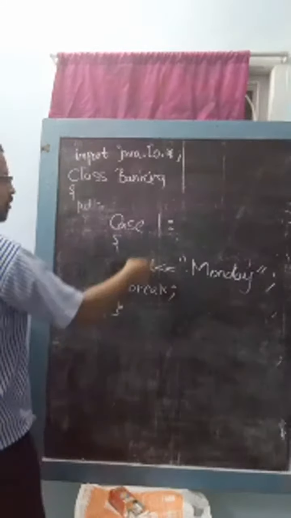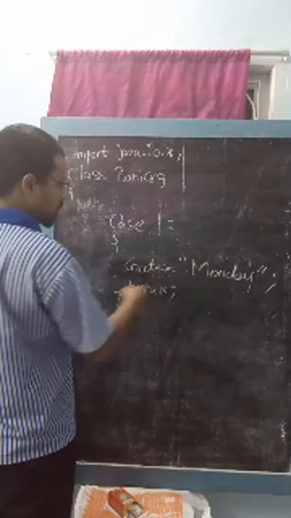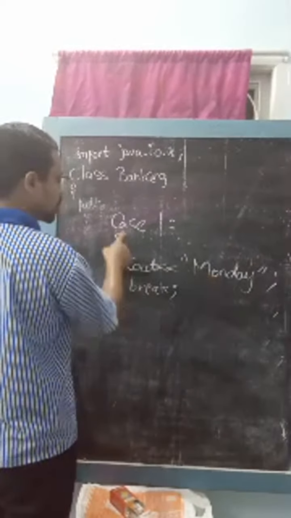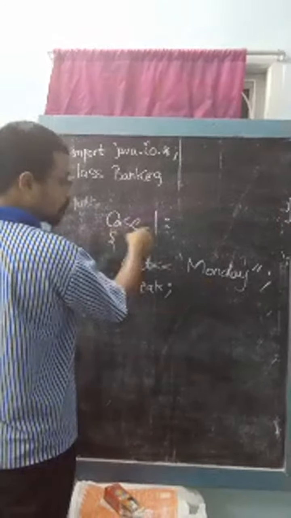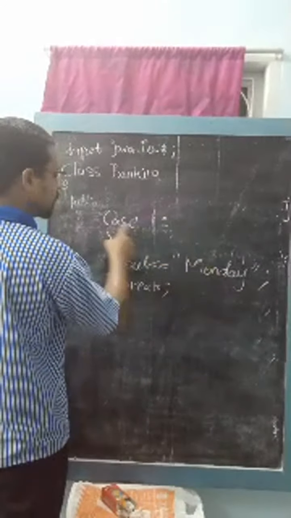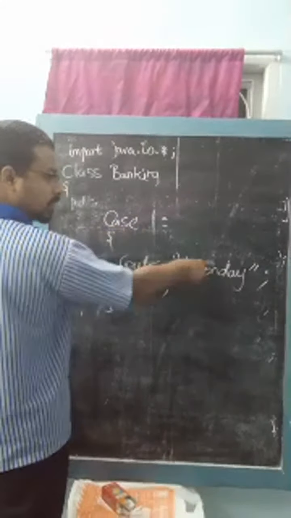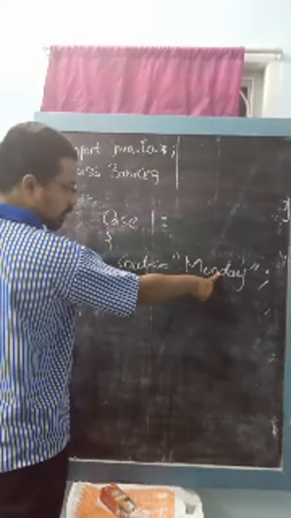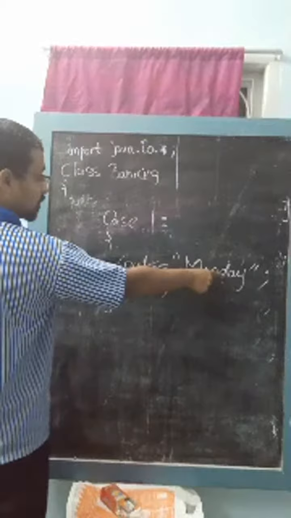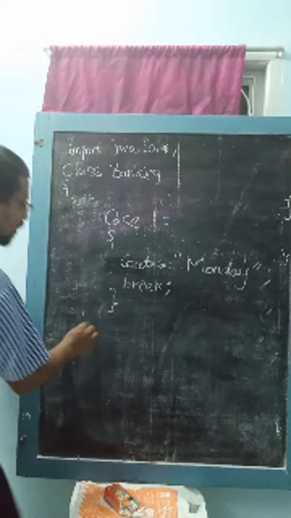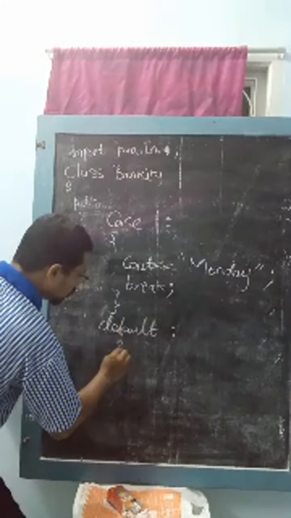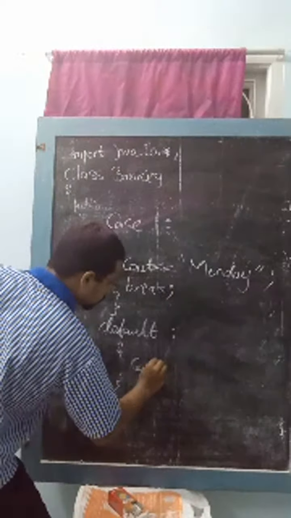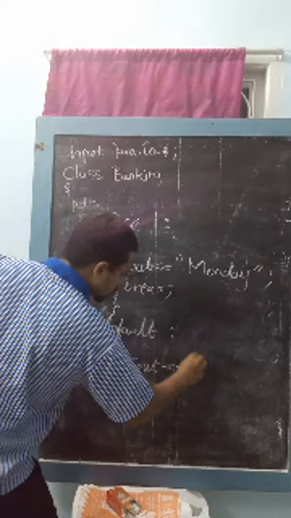Case 2, cout Tuesday. Case 3, cout Wednesday. Case 4, Thursday. Case 5, Friday. Case 6, Saturday. Case 7, Sunday. So finally you have to use default. In the case of default, you are going to use cout invalid day.